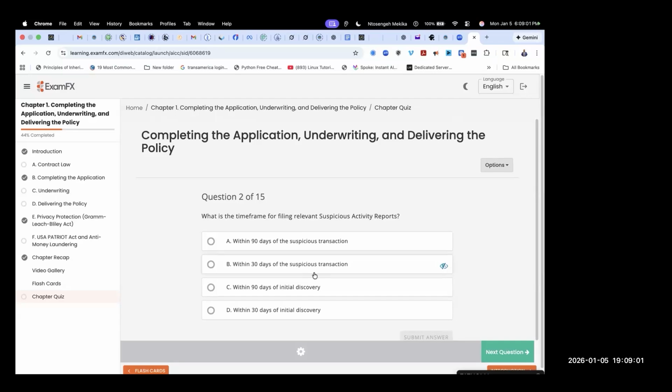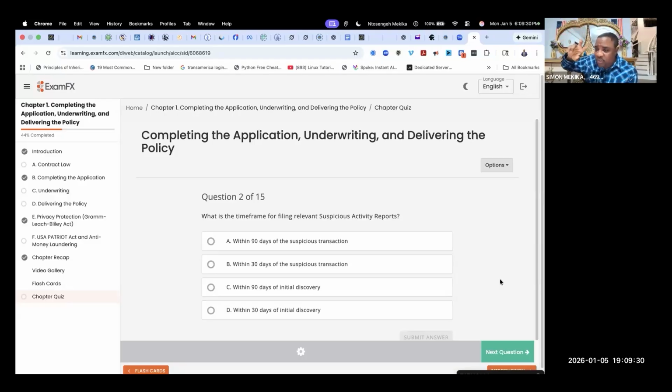Next question. There's no need to read. Question number 2. What is the time frame for filing relevant suspicious activity reports? A, within 90 days of the suspicious transaction. B, within 30 days of the suspicious transaction. C, within 90 days of initial discovery. D, within 30 days of initial discovery.